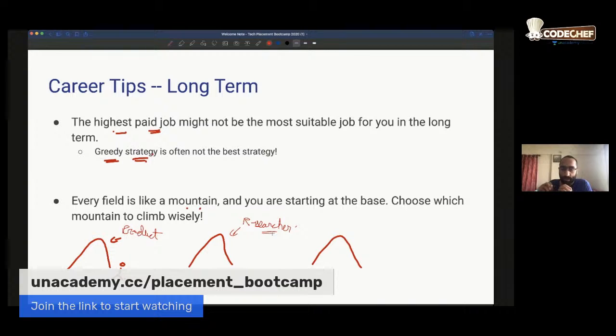But it is also important to choose the correct mountain in the beginning, because every time you switch, suppose you do a job for 2, 3 years and then switch to an MS and then want to go for a PhD, you are basically switching the mountains. And every time you switch a mountain, you are basically starting near the bottom. So again, the journey starts. And the longer you keep working towards a single goal, the faster you reach the top.